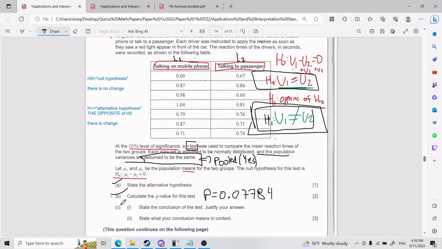Well, let's see for part C. Part C, part I, state the conclusion of the test and justify the answer. So the p-value needs to get compared to the level of significance. You need to compare this number to the level of significance, 10%. Now, ladies and gentlemen, the p-value is in a decimal and the level of significance is in a percent. So let's turn them both into decimal or both into percent. I'm going to choose to turn them both into decimal. And so this 10% is actually the same as 0.1.